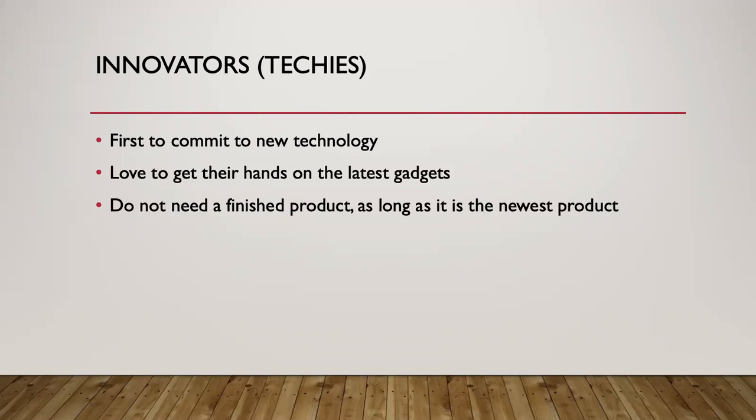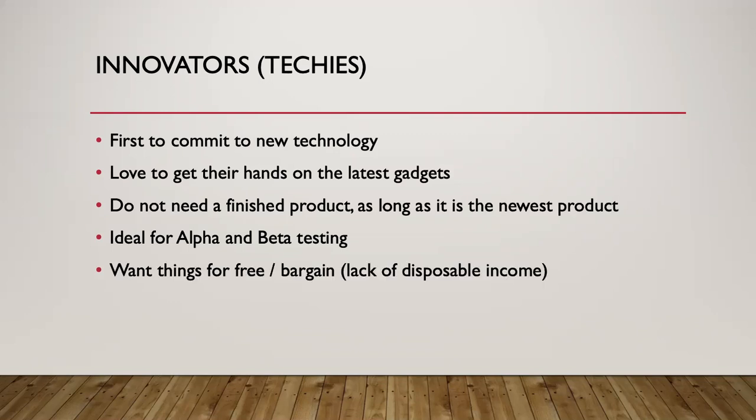And you often hear different companies that have alpha releases and beta releases, and they have different commercials saying, hey, you can be the first to try this new product. That's what they're looking for right here. They're trying to find the techies and the innovators. They're ideal for alpha and beta testing. They want things for free or for a bargain, okay? Lack of disposable income. They're not going to spend a lot of money. They want the newest thing, but they're not going to be overly profitable for the most part, okay?